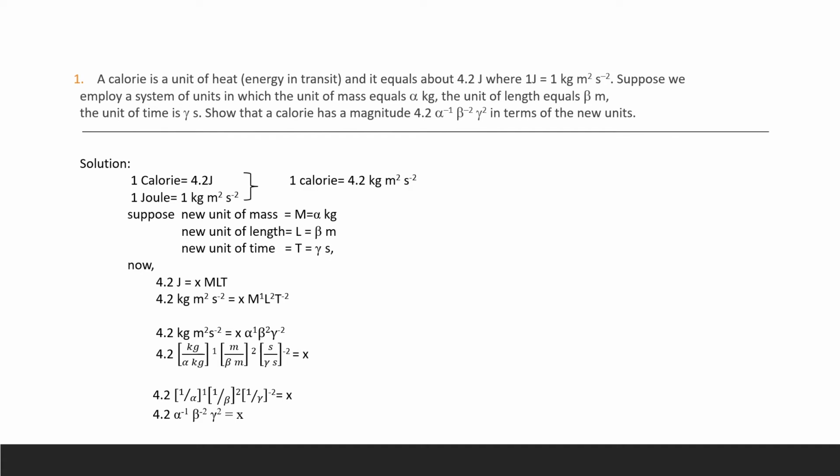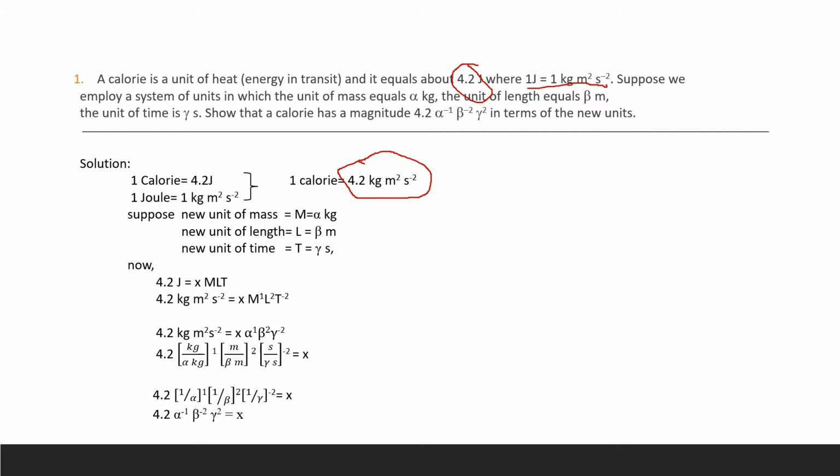Now, what is the chapter's name? Units and measurement, isn't it? So mainly we'll concentrate on units only. So see in the question what they have given, 1 calorie is equal to 4.2 joules, and we know that 1 joule is 1 kg meter square per second square. So we can write that 4.2 joules as 4.2 kg meter square per second square.